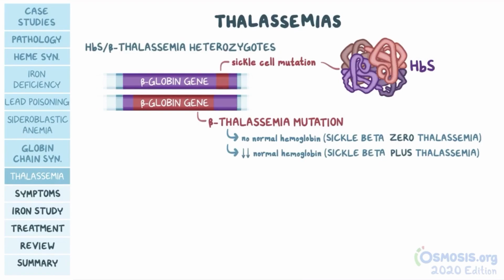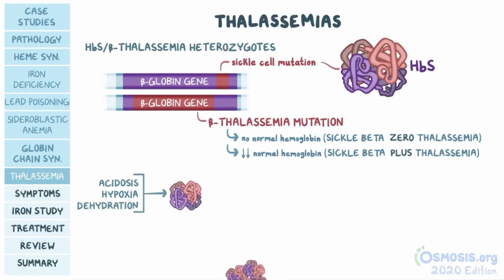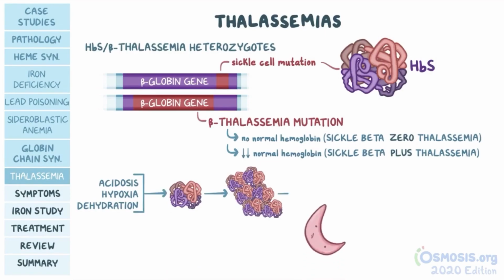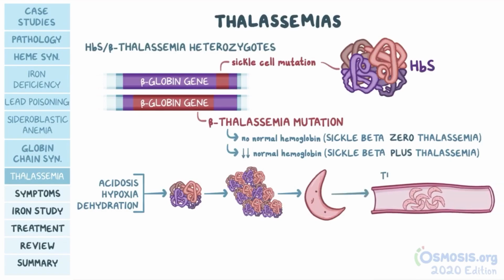In any case, when there's acidosis, hypoxia, or dehydration, HbS changes its shape and aggregates with other HbS proteins to form long chains that distort the RBC into a crescent shape that looks like a sickle. Sickled RBCs get stuck in capillaries, and that leads to tissue ischemia and pain. Oftentimes, it's an emergency called sickle cell crisis or vaso-occlusive crisis.